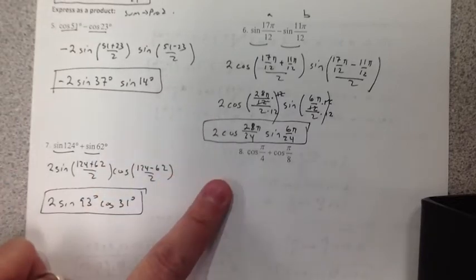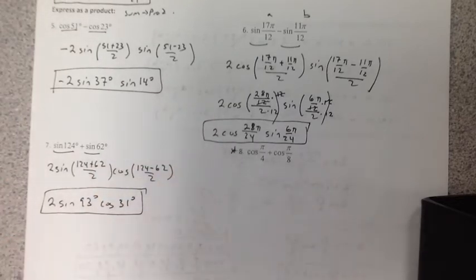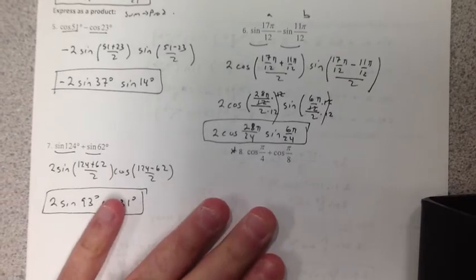All right, it's a little harder, but I would like you to try number 8 for tomorrow in class. Okay, get that one done for tomorrow. And we're going to take a look at just a couple more examples. I think we're ready to go. All right.